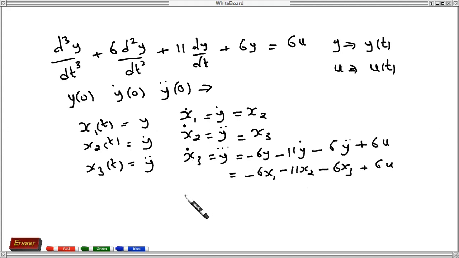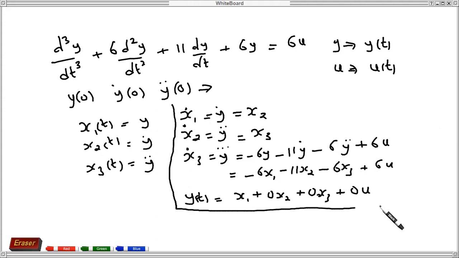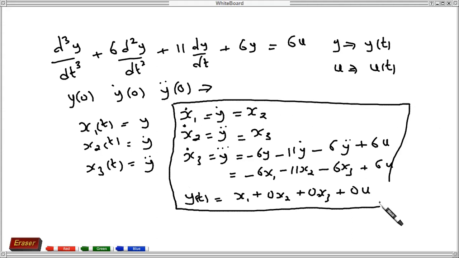Finally, we can write the output y of t to be equal to x1 of t, and of course the coefficients of x2, x3, and u are 0, so we can write this as x1 plus 0 x2 plus 0 x3 plus 0 u. Using this set of equations, we can obtain the state space representation of the system as follows.